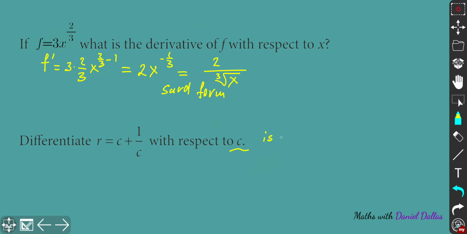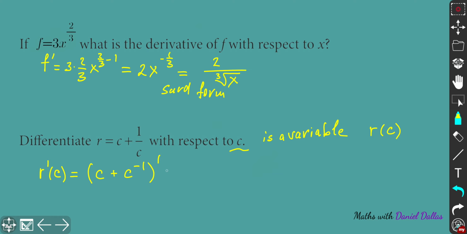So C is a variable. So that's why your result shouldn't be 0, because your function R is depending on C, okay? So that's why you need to find the prime with respect to C from C, okay? But first, I want to just rewrite this expression in proper manner using powers, okay?